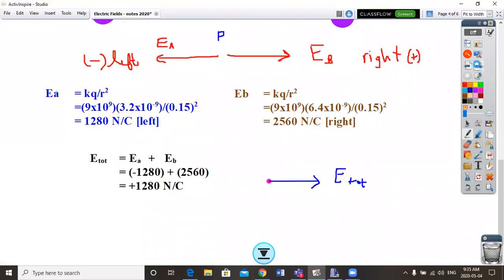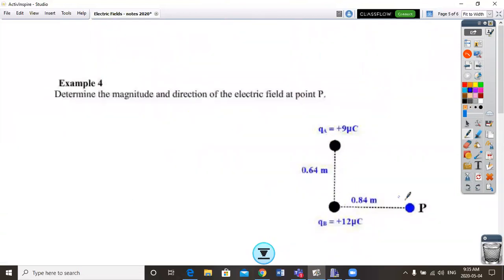Our final example for today is to look at a two-dimensional example. So here we have a two-charge system, QA, positive 9 microcoulombs, and QB, 12 microcoulombs. We have the separation distance of the two charges, and we know where the point P is. It's directly to the east of QB. We don't know where it is relative to QA. We do know that it's some distance south, I guess you would say southeast.